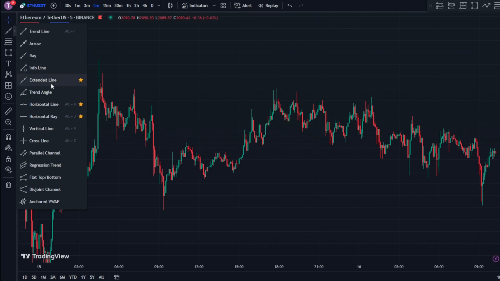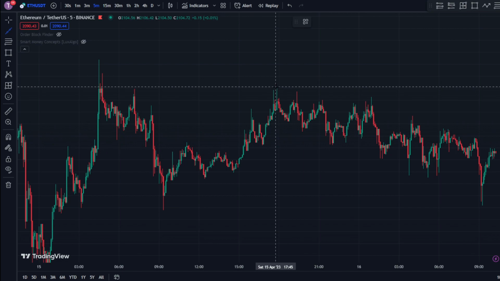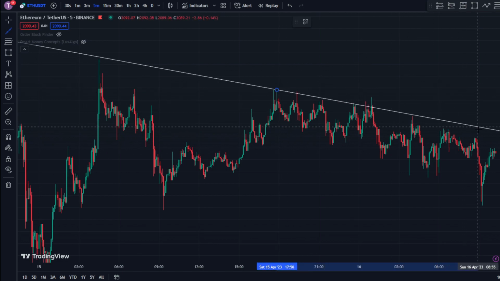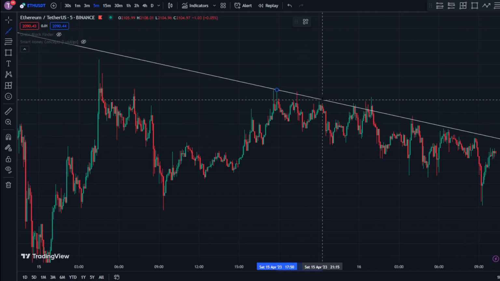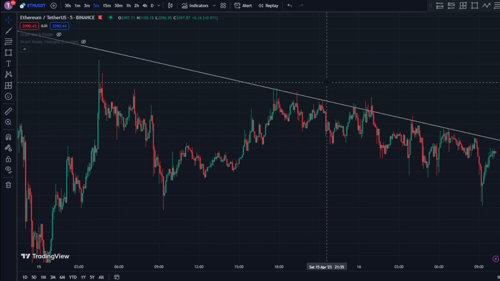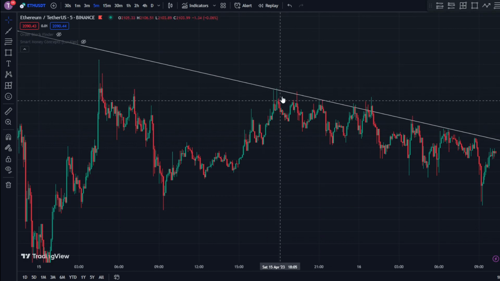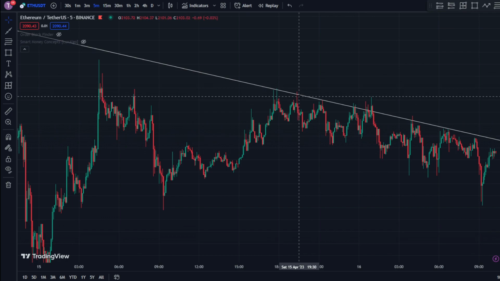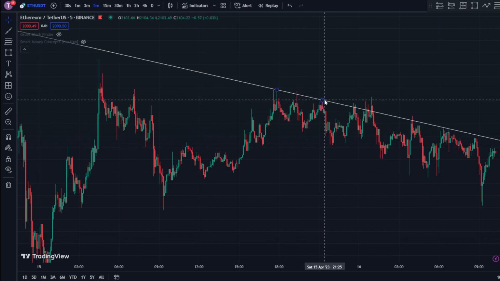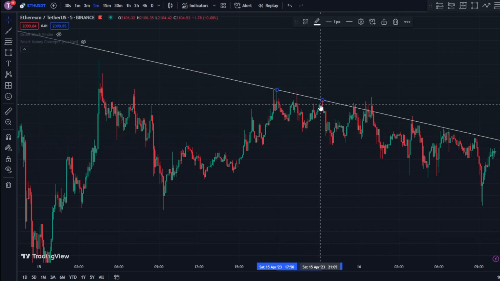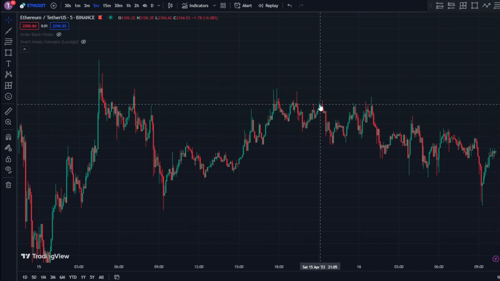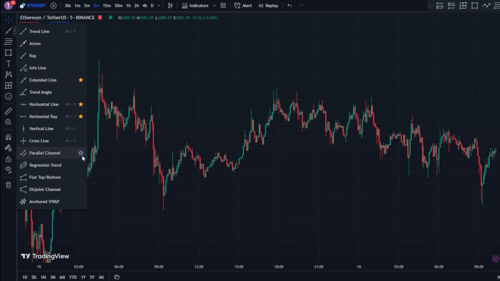In this case, I'll use the extended line. Draw from the top of one of the trend line to the bottom of another point on the trend line basically, and you can see that as long as there's two or more points touching this trend line, it is basically valid. But the more important tool that I'm going to be teaching you guys that you should be using is the parallel channel.